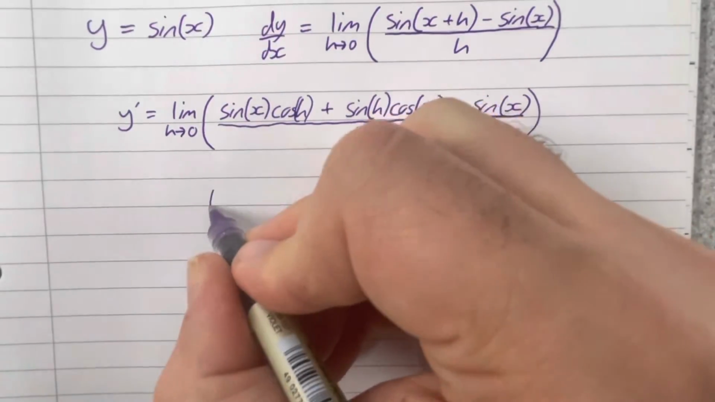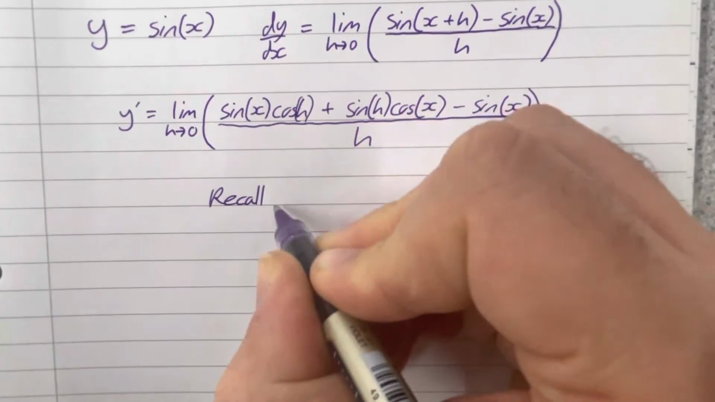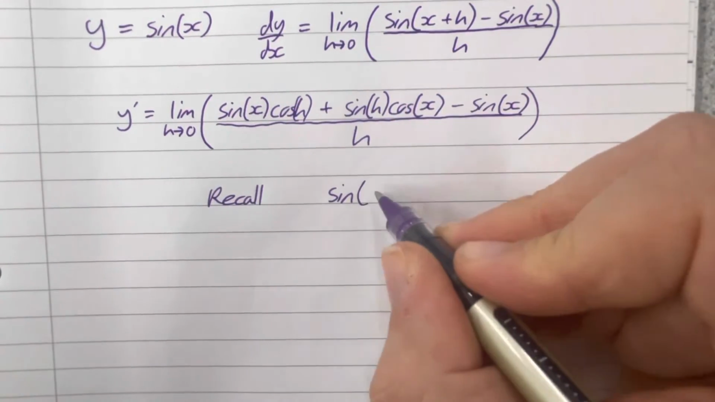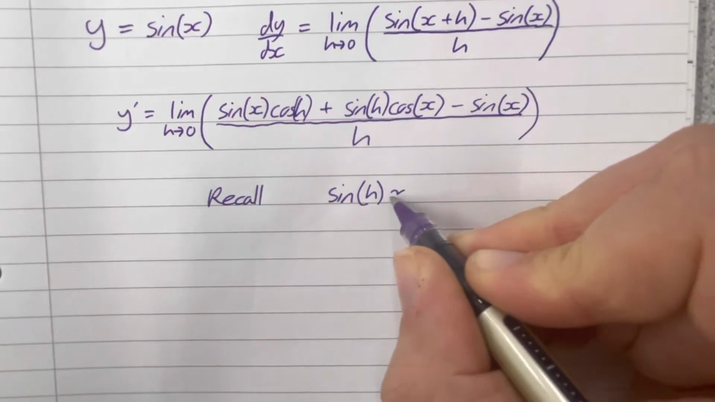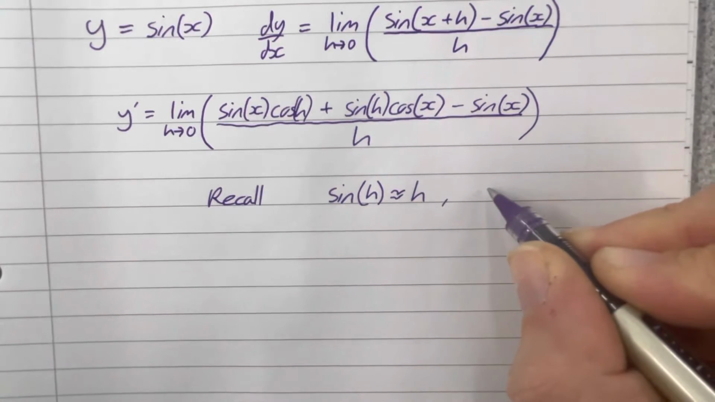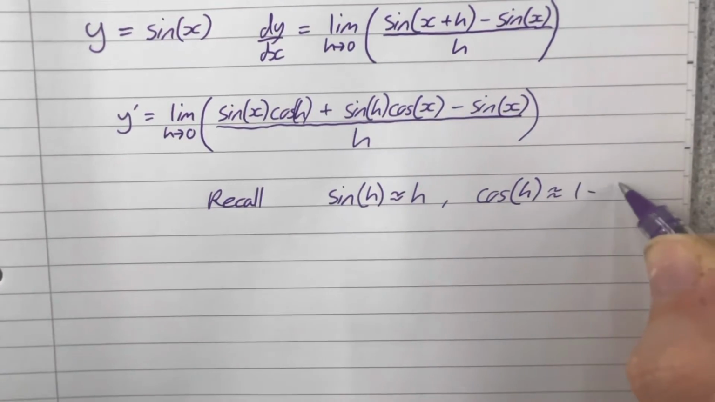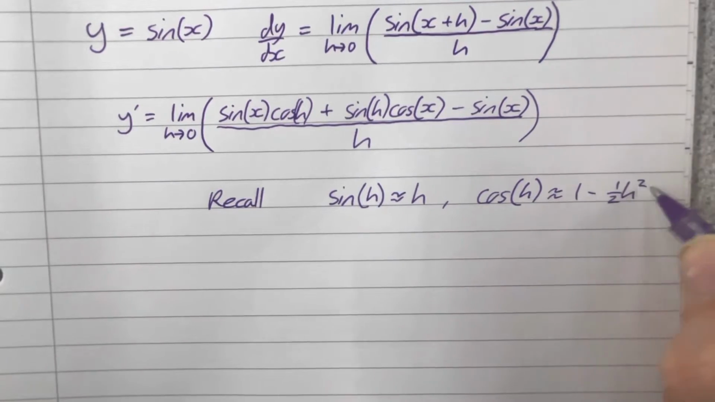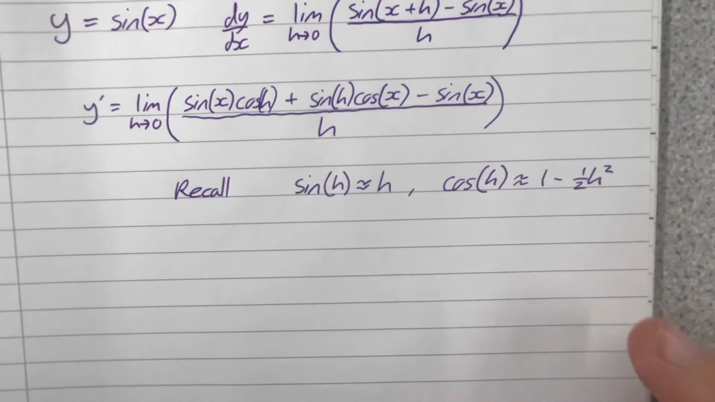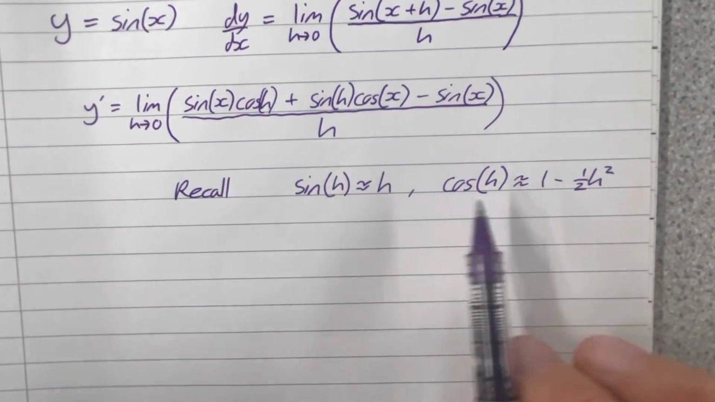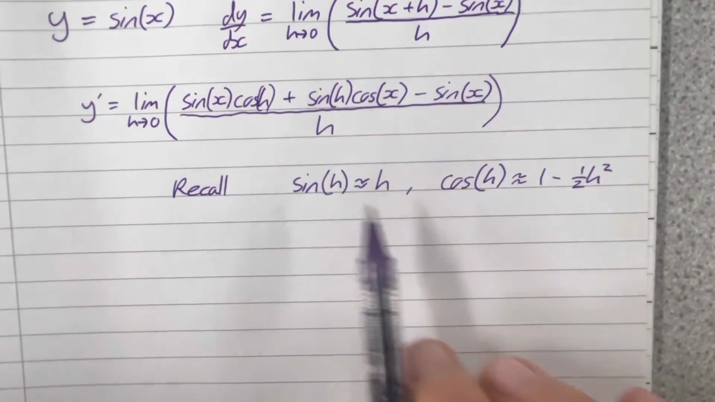But you'll also recall that when h is small, which is what we're doing because we're taking h to 0, sine of h is approximately h, and cos of h is approximately 1 minus half h squared. Okay. So we can use these two approximations up here because h is small, so we can justify using these.